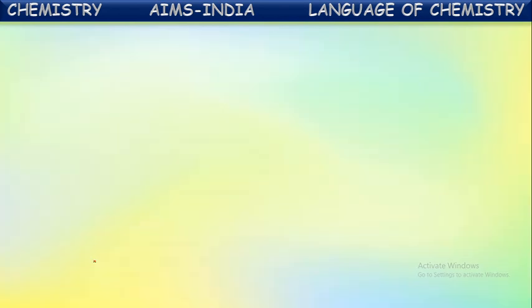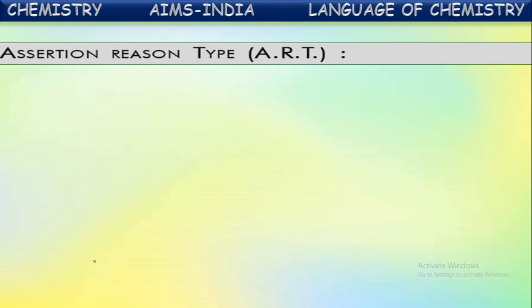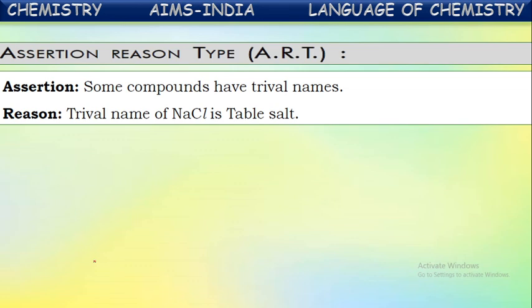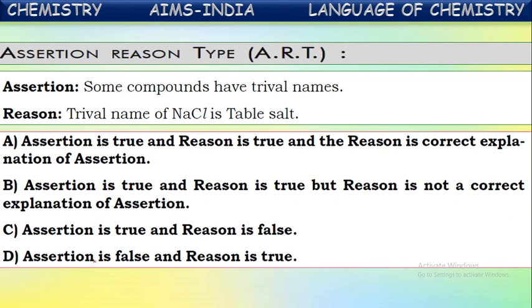Okay, next one. Assertion-reason type questions. See here the question. Some compounds have trivial names. The trivial name of sodium chloride is table salt. Yes, some compounds have trivial names, and they have given an example for the explanation also. The trivial name of sodium chloride is table salt, common salt, or rock salt. Yes, this is a correct statement. Assertion and reason are both correct, and the reason is a correct explanation for the assertion. So this is the correct answer. Okay, this is about the practice sheet related to the language of chemistry.